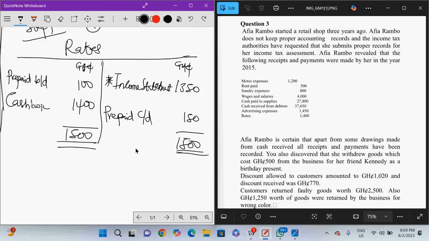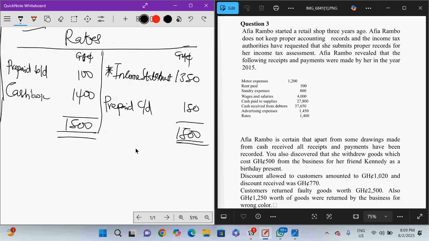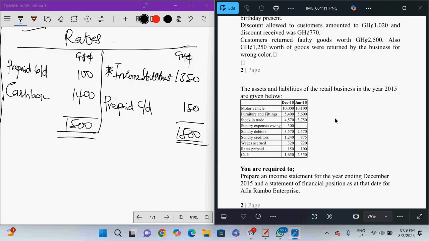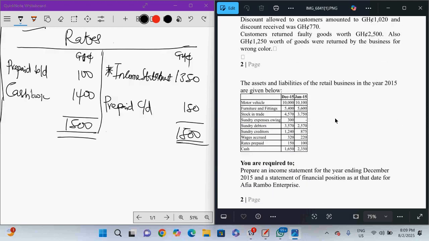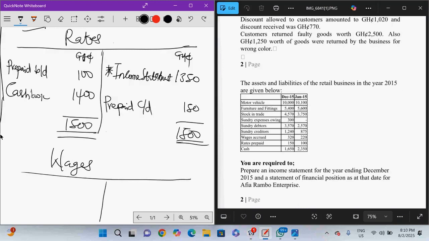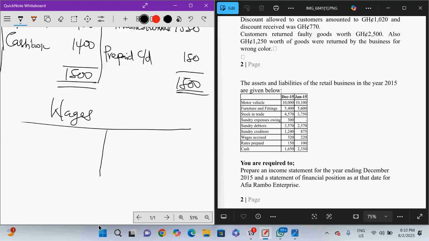Now we move on to the next expense with accruals or prepaid. What is the next one? The next expense with accrual is wages accrued, the wages. So let's adjust the wages as well. Wages accrued is a liability, right? You are owing wages, so it's a liability. Liabilities have a credit balance.